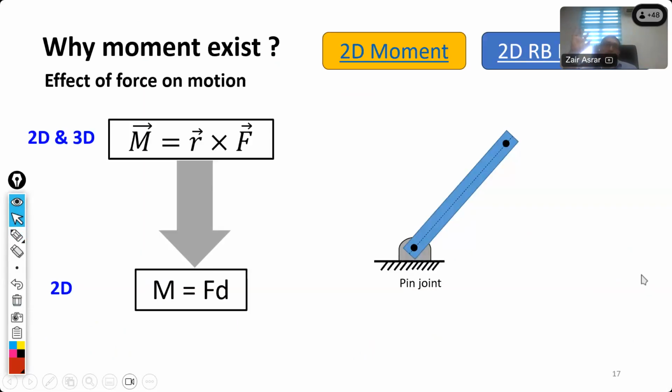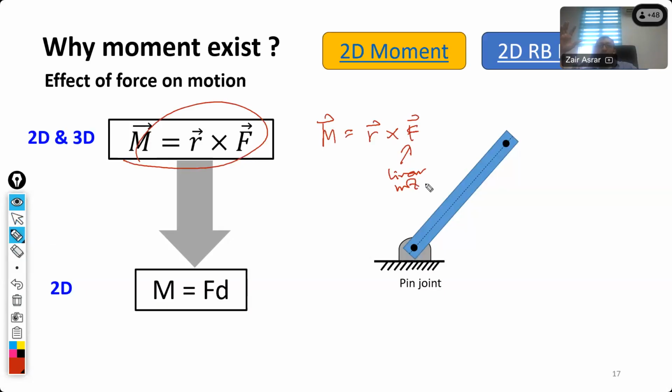So we will discuss why this moment exists, and where we can see this moment arm. In reality, the equation of moment is described by this equation here. The moment vector is equal to the position vector cross product with the force vector. Force is what causes linear motion. If we take the position vector cross product with F, we have this moment that will cause rotational motion.